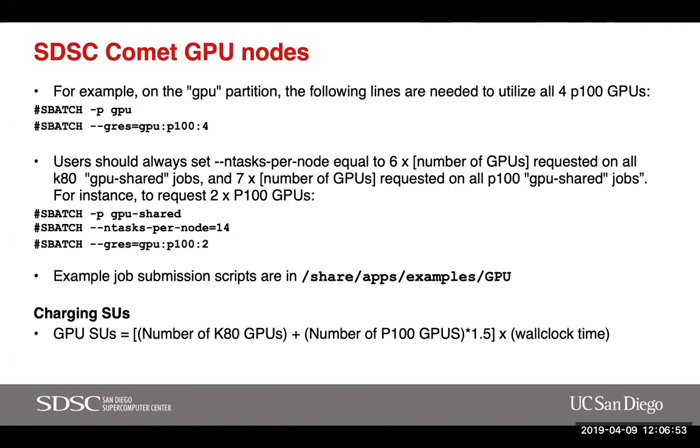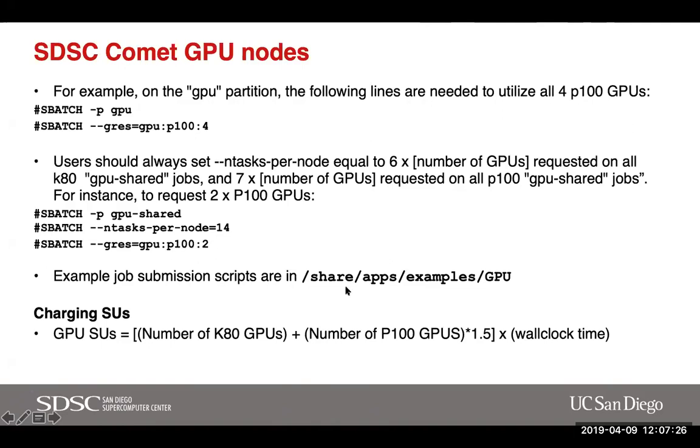One thing that you should also know, and it's all documented, but I'll repeat it here: if you use a shared GPU node, you should set the tasks per node, so the number of CPUs that you get per node, equal to 6 times the number of GPUs if it is a K80 node, or 7 times the number of GPUs if it is a P100 node, because for each GPU there are 6, respectively 7, CPU cores. So here's an example on a GPU-shared queue. You would choose 14 tasks when you request 2 P100 GPUs.